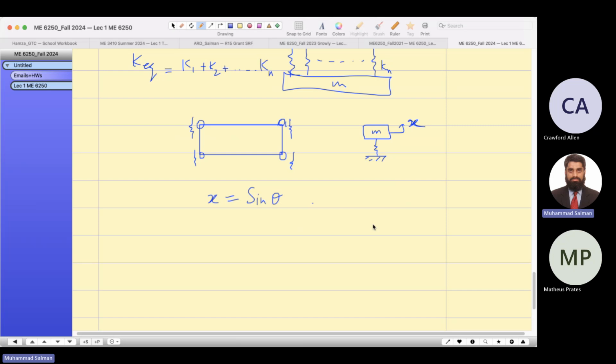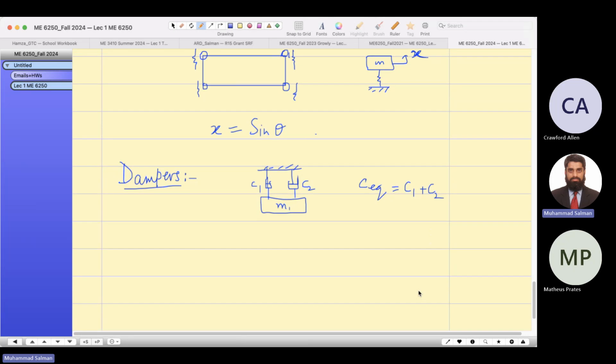And similarly, you would see that dampers, if you have dampers, they are in parallel combination. So C equivalent will also be added up. The damping coefficients are added up in a parallel combination.